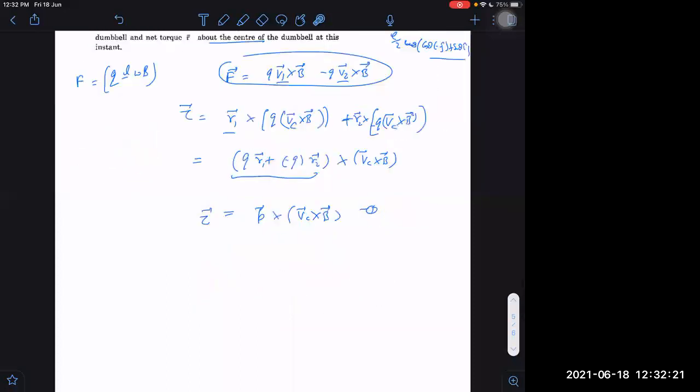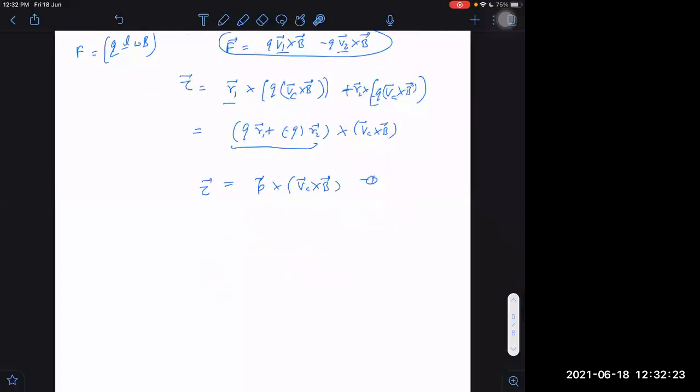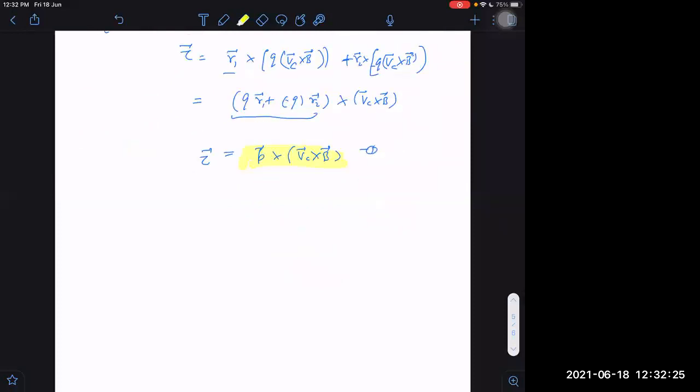Yes, sir. See, this relation is a wonderful relation. Whenever a case of dipole is asked, we can always get it in this simple way. Net torque.